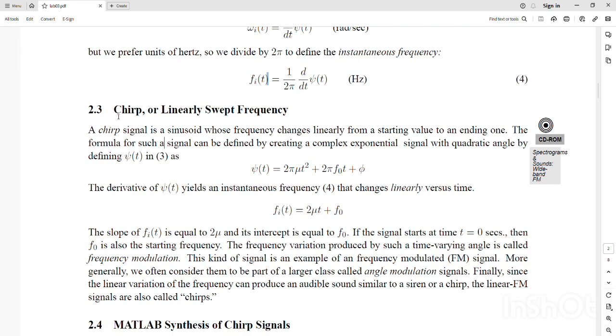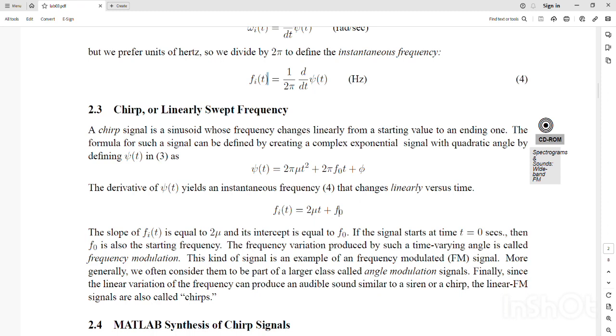Then, what is the chirp signal? A chirp is a sinusoid whose frequency changes linearly from a starting value to an ending one. For the chirp signal, psi(t) is defined by this equation. If you take the derivative of this equation, you will get the instantaneous frequency f_i equal to 2 mu naught t plus f naught, where the slope of f_i is equal to 2 mu naught.